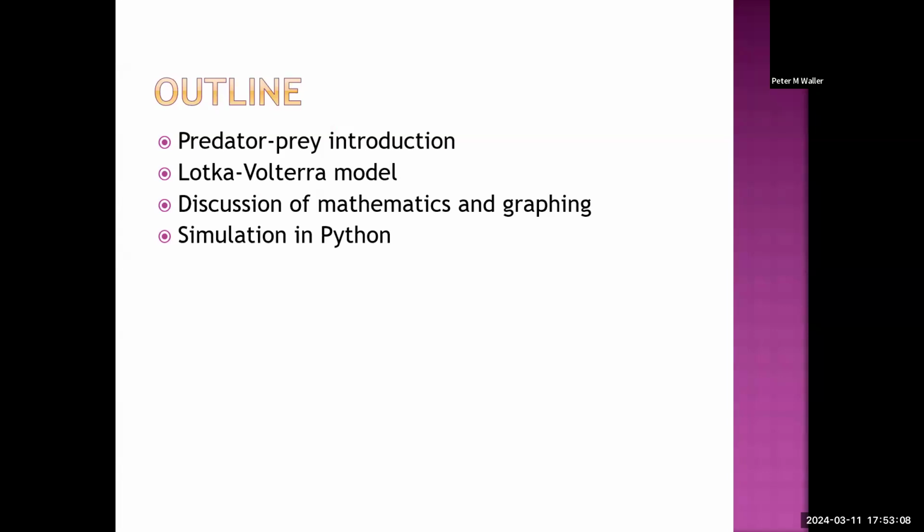So first we'll begin with a predator-prey introduction. Then we'll look at the Lotka-Volterra model, and then we'll discuss some of the mathematics and graphing, and then we'll simulate the system in Python.